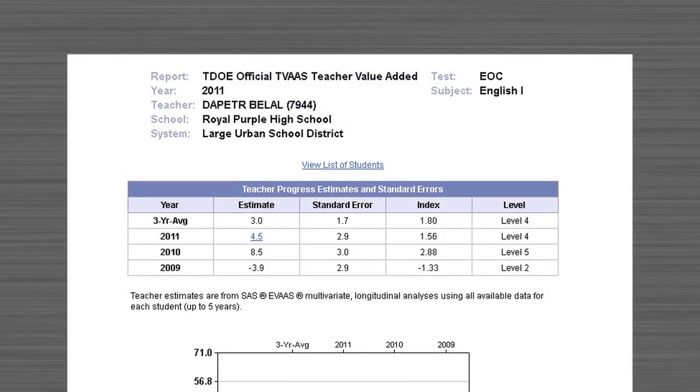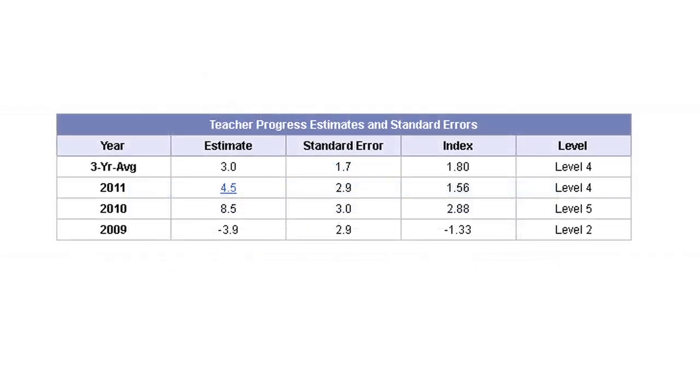Mr. Bilal teaches English 1 at Royal Purple High School in a large urban school district. Here is his teacher value-added report. We're going to focus on the teacher progress estimates and standard errors box at the top of the page. On the left, we have one line for each of the past 3 years and the 3-year average. The columns show the estimates, standard error, index, and level by year. Using the 2009 data, you can find the index for that year. The formula for the index is the estimate divided by the standard error. For the 3-year average, 3.0 divided by 1.7 equals an index of 1.80.